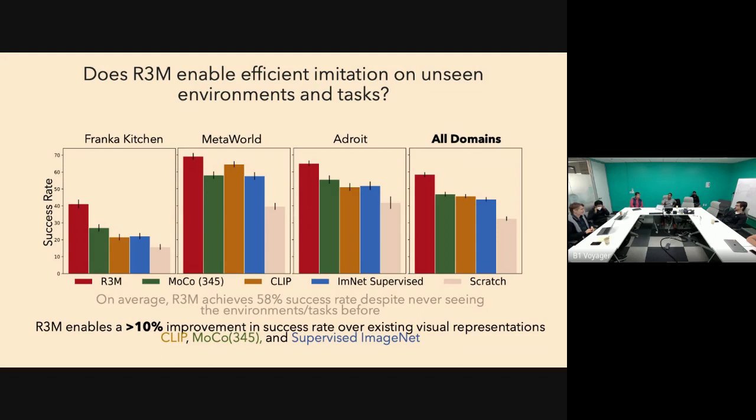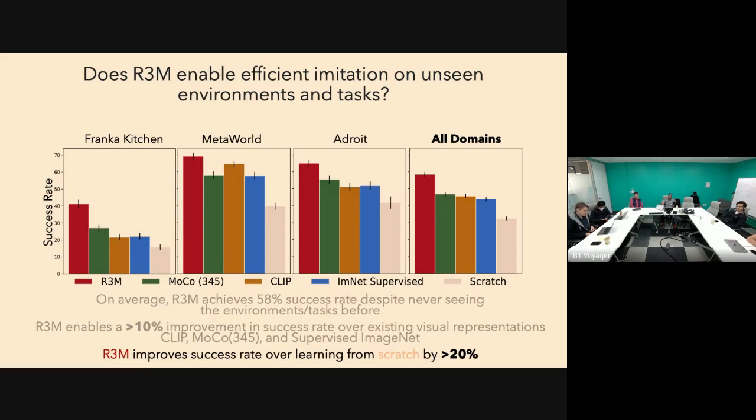And then maybe unsurprisingly, any pre-trained representation is better than learning from scratch. That makes sense because we're in the low data regime. The improvement over learning from scratch is pretty significant, over 20%. In the interest of time, I'll skip ahead.